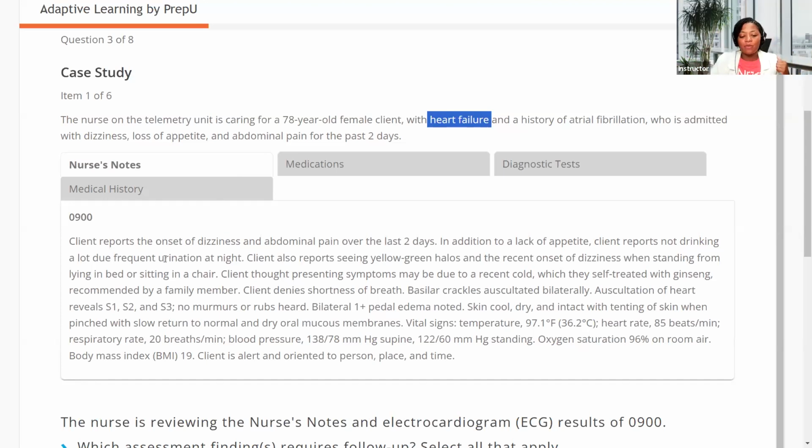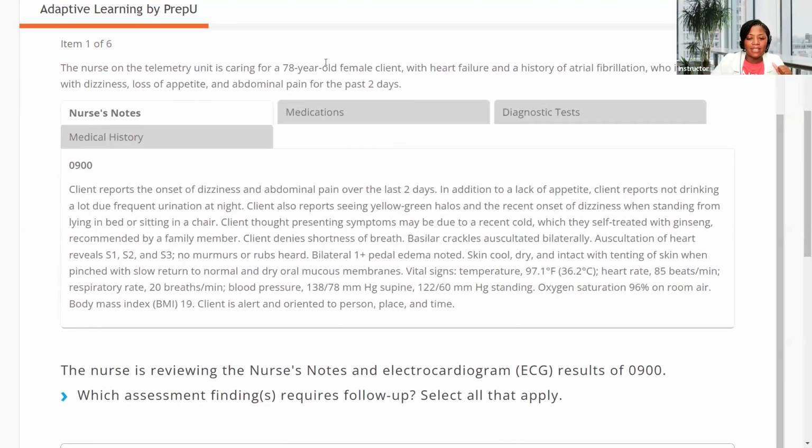Okay. All right, so let's walk this out. We got a note here that says this client, once again, 78-year-old, she's got that heart failure, she's got symptoms, right? Onset means it's happening now, right? Onset of dizziness and abdominal pain that's been going on for 2 days.